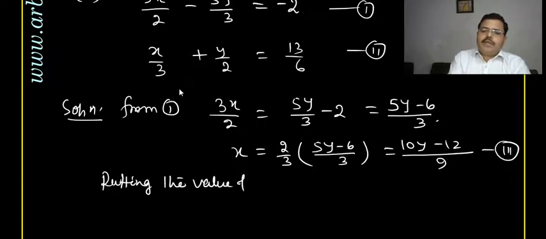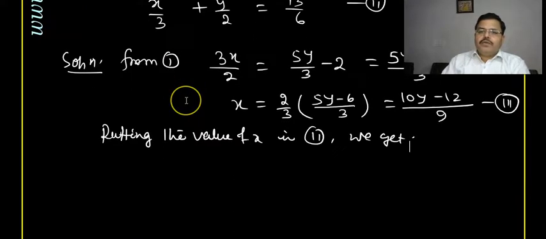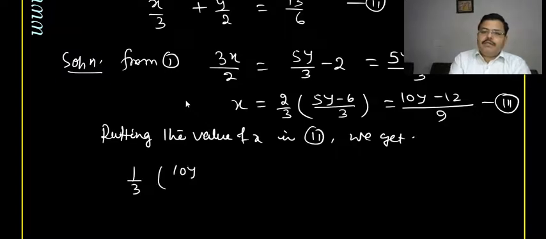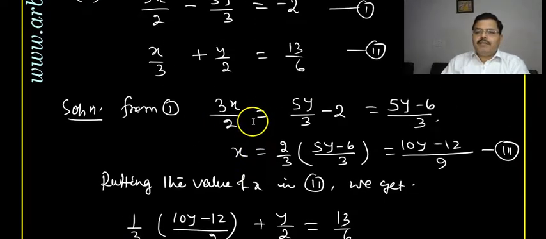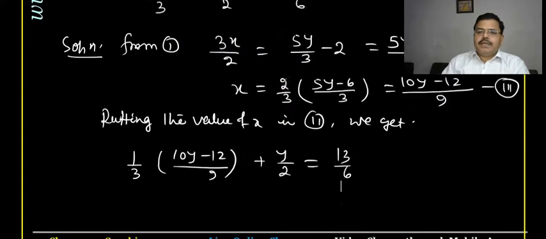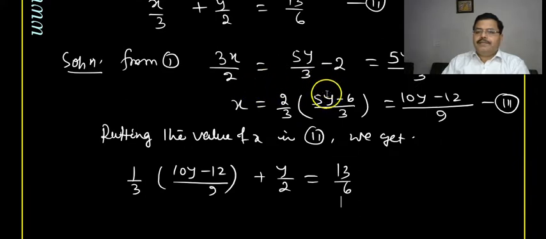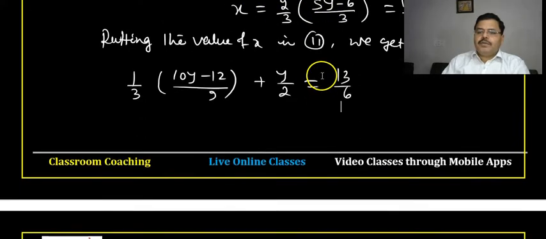Putting the value of x in the second equation, we get: x is 1 by 3, that is x by 3. In place of x, we will write here (10y minus 12) upon 9 plus y by 2 is equal to 13 by 6. Got it? I have placed x by 3 plus y by 2 is 13 by 6, and x is nothing else but like this. So I hope you got it.